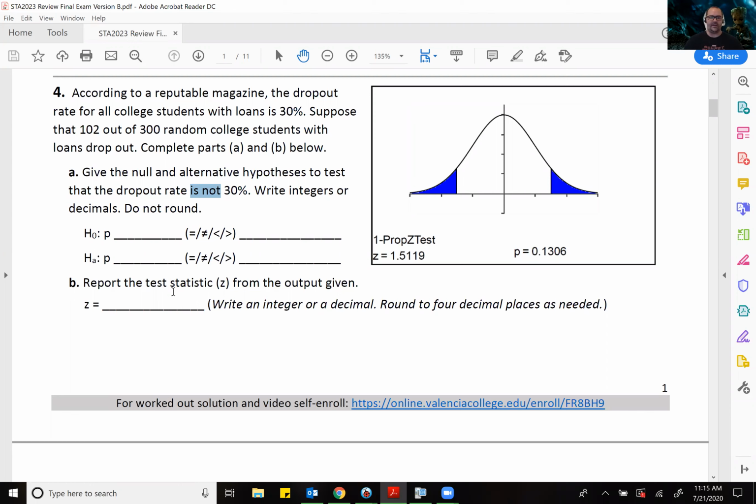All right, and then part B, they just want to make sure that you can read this. So what is the Z statistic? It's right here. And it says write an integer or decimal rounded to 4 decimal places. Well, it's right there for you. There is the Z statistic. You just have to copy that number down. So Z is equal to 1.5119. And there is number 4. Okay.